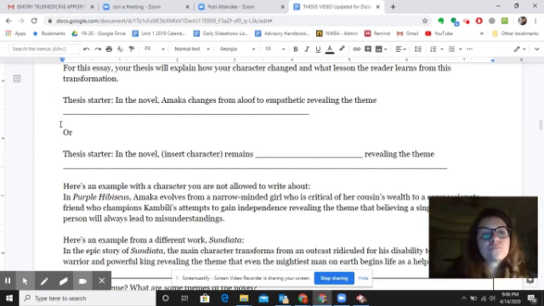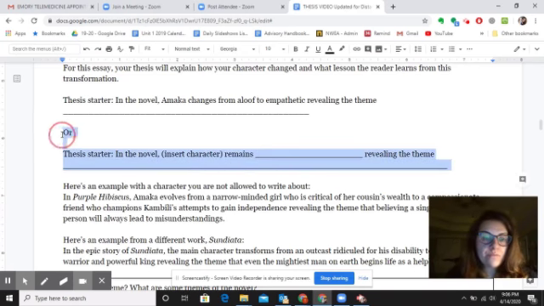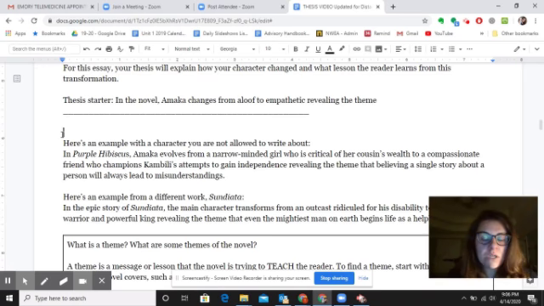All right. In the novel, Amaka changes from aloof to empathetic, revealing the theme. So this is where it gets a little harder. I have to think about how Amaka's change teaches the reader a lesson. What am I learning from Amaka changing in this way? So I'm going to erase the stuff I'm not using. Wasn't going to use that one.